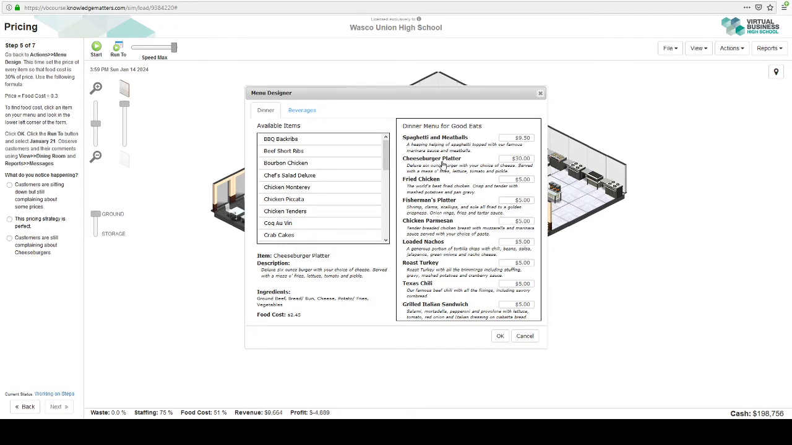So let's start with our cheeseburger platter. $2.45 divided by 0.3 is $8.16. I'm going to round it up to $8.50. Fried chicken, $3.30. Divided by 0.3, that's $11 for the fried chicken.